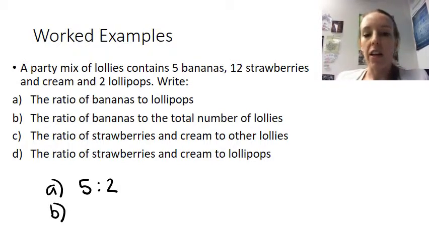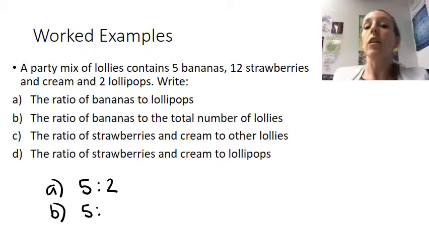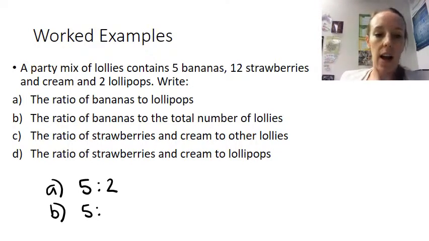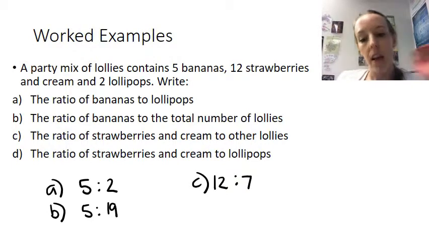For B, the ratio of bananas to the total number of lollies. We have 5 banana lollies and the total number of lollies, which includes the bananas again. So it's 5 plus 12, which is 17, plus 2, which is 19. So 5:19. Again, we can't simplify that ratio, so we'll leave it as is. For C, the ratio of strawberries and cream to other lollies. There are 12 strawberries and cream lollies. There were 5 bananas and 2 lollipops, so that's 12:7. Again, we can't simplify that ratio.